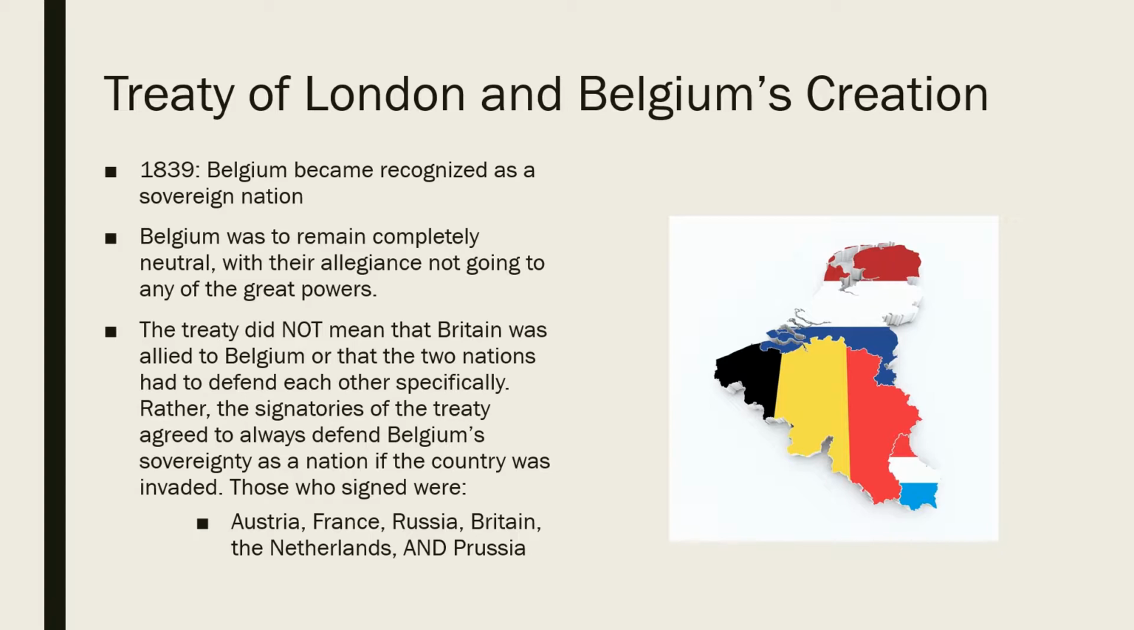What the treaty actually says, though, is that Belgium's independence had to be guaranteed by the signatories of the treaty. Should a foreign power invade Belgium, the signing nations would intervene. So, really at the start of World War I, everyone was supposed to honor their agreement with Belgium and come to its aid. And the signatories of this treaty were Austria, France, Russia, Britain, the Netherlands, and Prussia. Two of these would, of course, declare war on Belgium down the line.